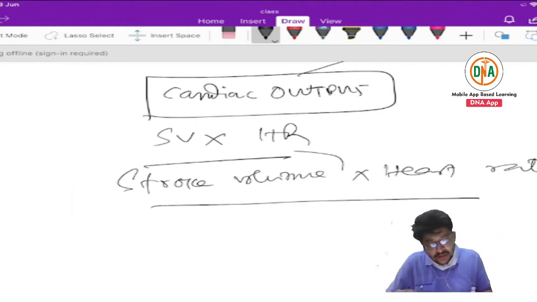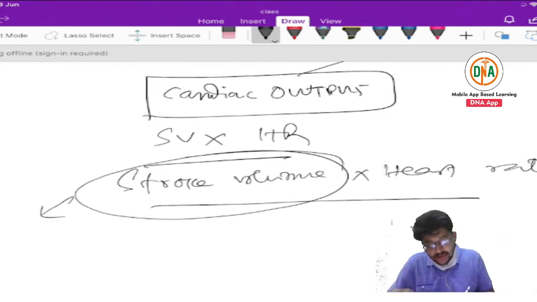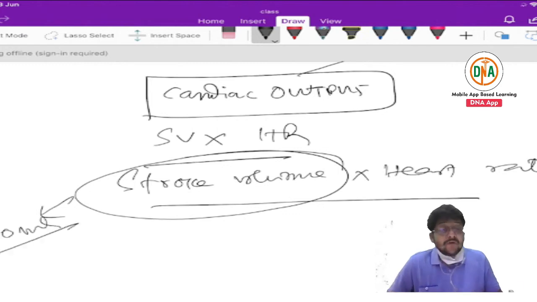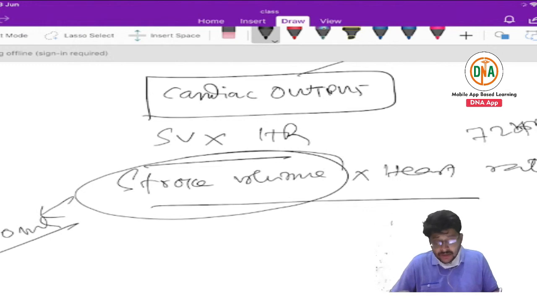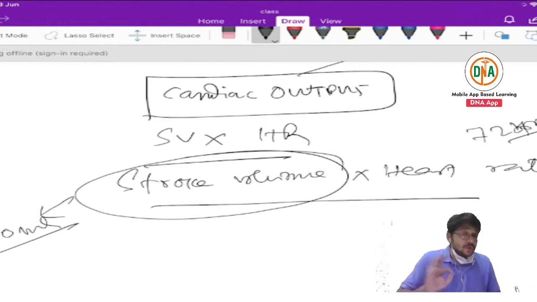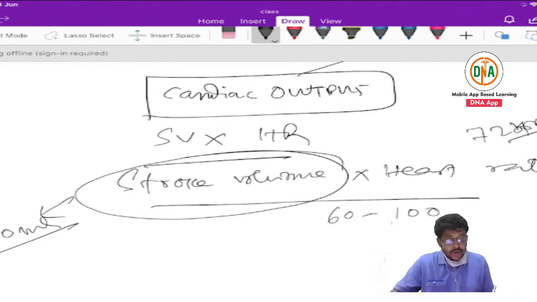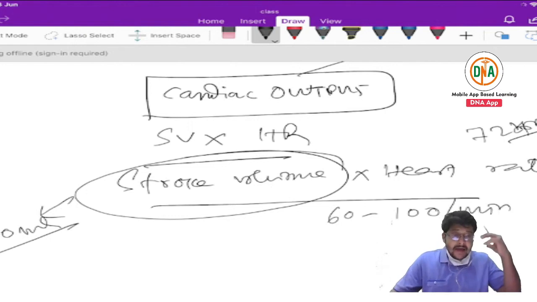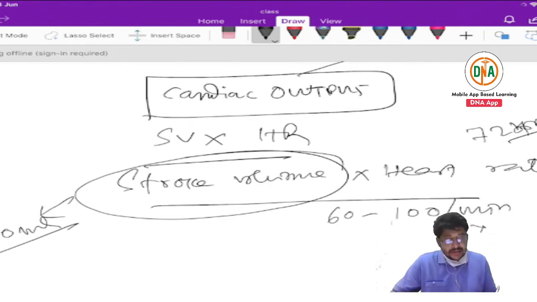So remember, the normal stroke volume is approximately 130 ml per ventricle. And heart rate is approximately 72 beats per minute. But remember, friends, we don't have exactly 72 beats per minute. We have a heart rate and it has a range. The range of heart rate is 60 to 100 beats per minute. Anything above 100 is known as tachycardia, very important for your exam. And anything below 60 is known as bradycardia.